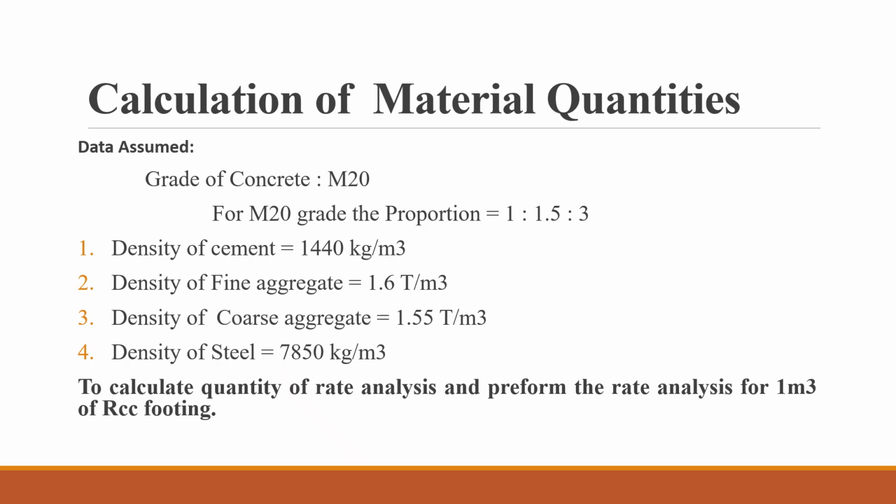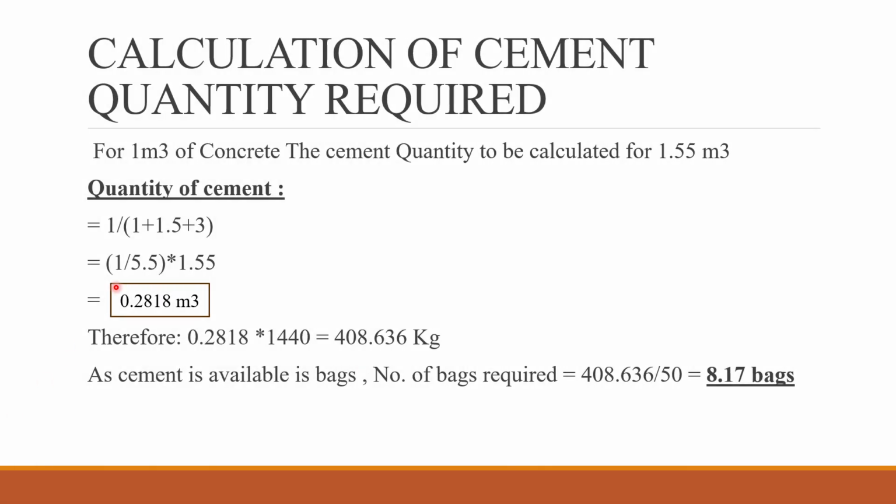So let us start the calculations of quantity. Here we are going to calculate the quantity of cement as shown below. Here the denominator represents the summation of the proportions which I have mentioned earlier, and 1.55 is the 55% excess of volume which I have mentioned in previous slides.